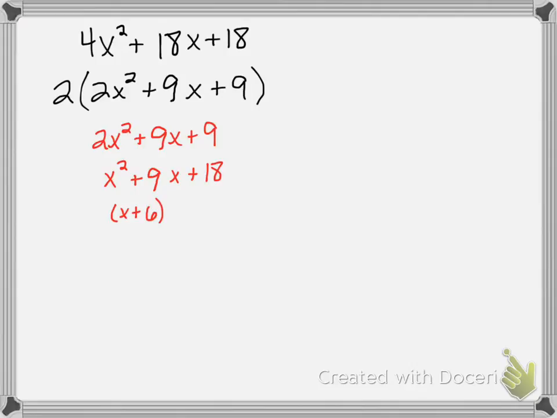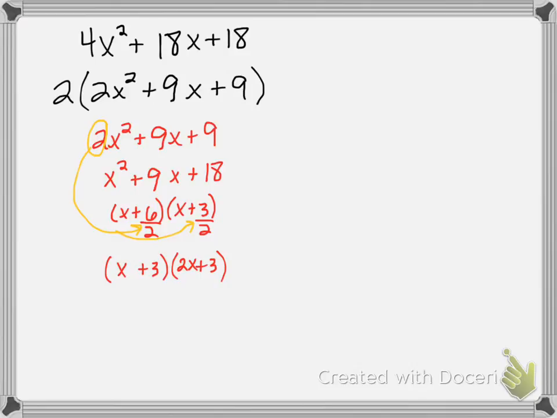That gives me x plus 6 times x plus 3. But then I have to take the a value and put it underneath both of those. So 6 over 2 and 3 over 2. 6 over 2 simplifies to 3. 3 over 2 doesn't simplify, so I move the 2 out in front, and I get 2x plus 3.